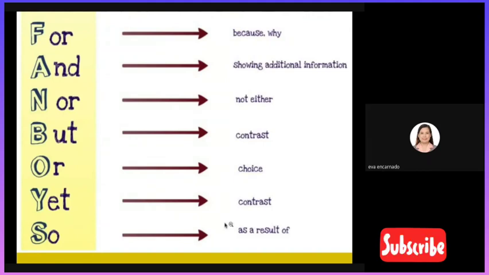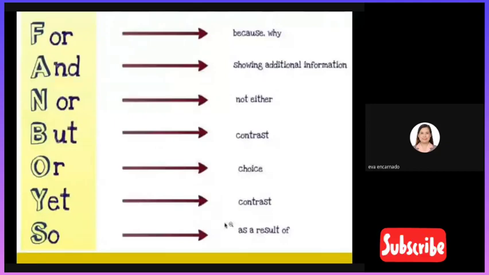Number two, and. Okay? When do we use and? And connects similar things, sentences, or ideas, showing additional information. Okay? And Eva is cooking and she is also washing the clothes at the same time.